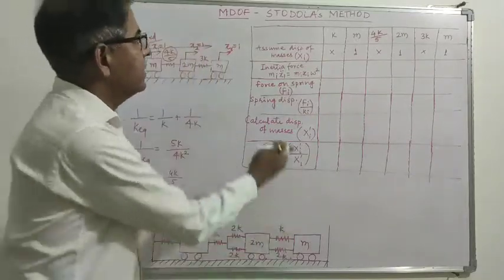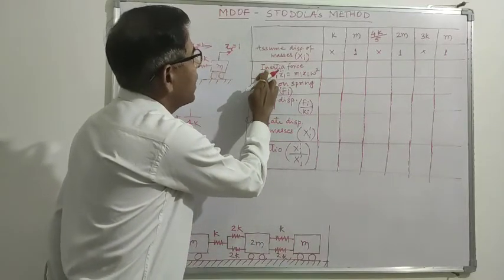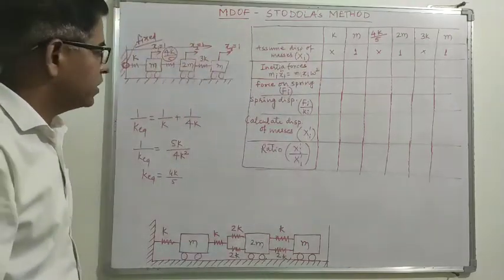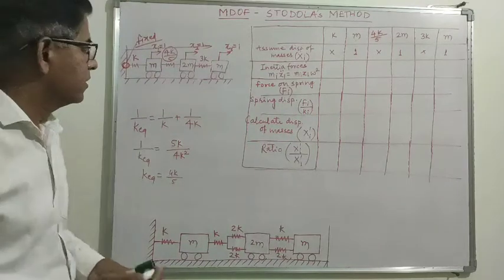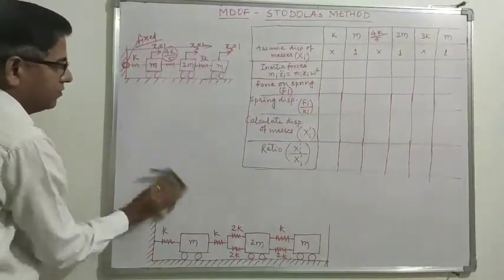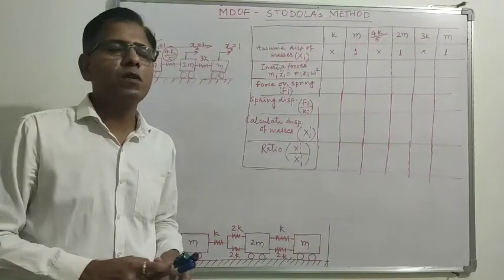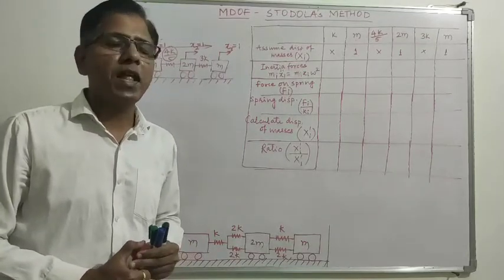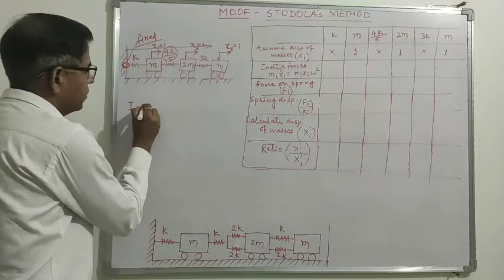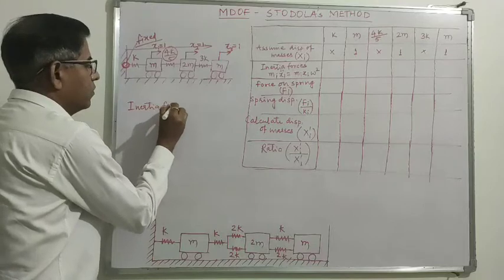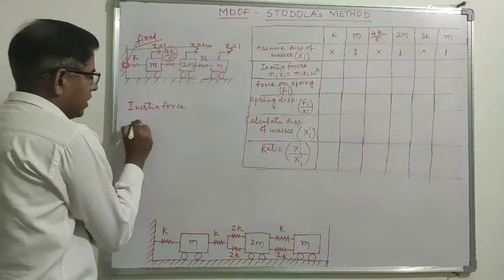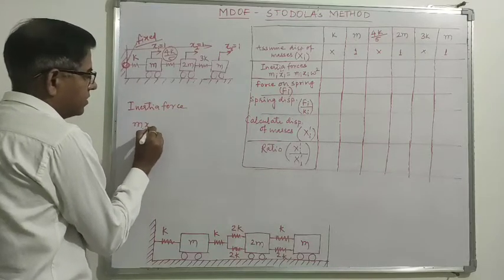Then the second point is to find the inertia forces. And we know that inertia force means mass into acceleration. So inertia force is what? Mass into acceleration. We have used this inertia force many times while applying Newton's second law of motion. And this inertia force is m i xi double dot.